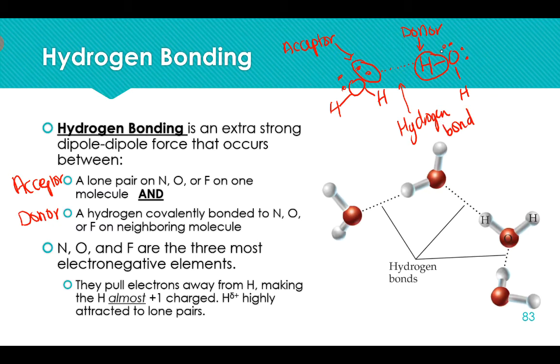This happens because the oxygen is so electronegative, it's pulling electrons towards it, making the hydrogen extremely partially positive. And this oxygen just can't get enough, and so it's trying to pull that hydrogen as well.